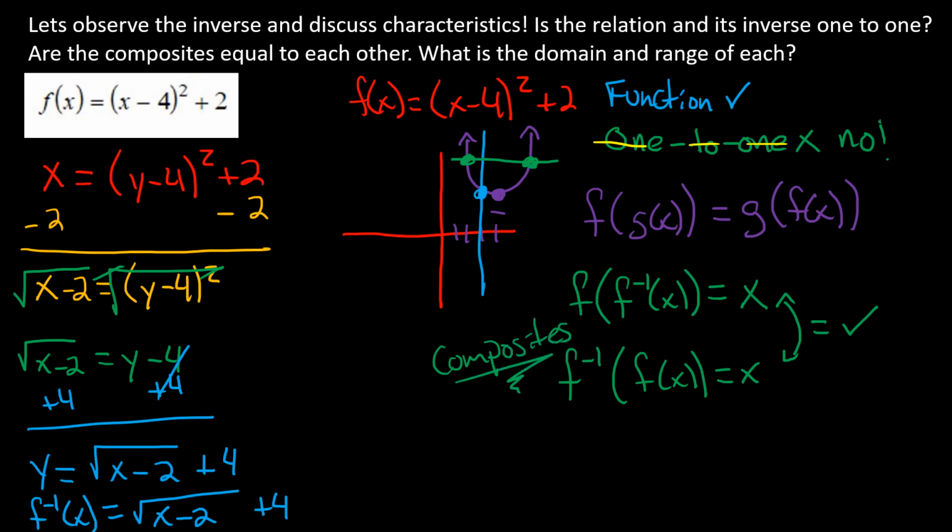The last part here, what is the domain and the range of each? Looking at the graphs first, for the f of x, the domain, well, we're going all the way to the left and all the way to the right. That would be all real numbers. For the range, our lowest point is at 2, so we would go from 2 to infinity, or you could say y is greater than or equal to 2.